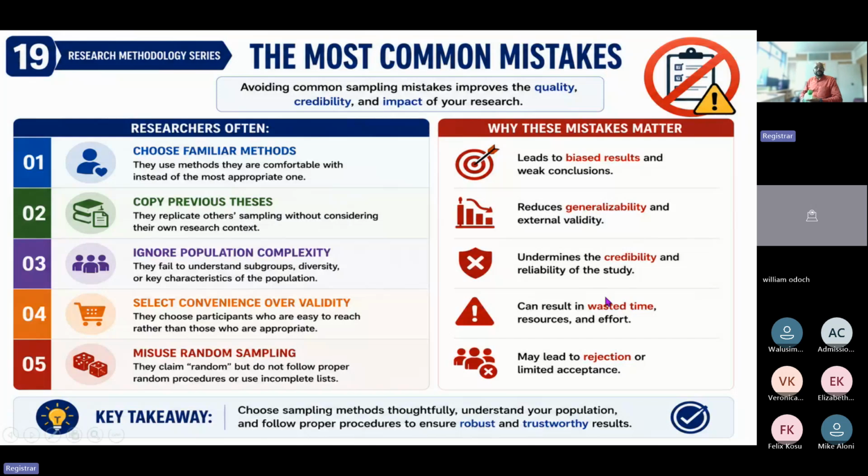You have to understand the subgroups. You have to understand the diversity. You have to understand the homogeneity, or you have to establish the heterogeneity. You have to see the variance. So based on that, you have to choose the right method.